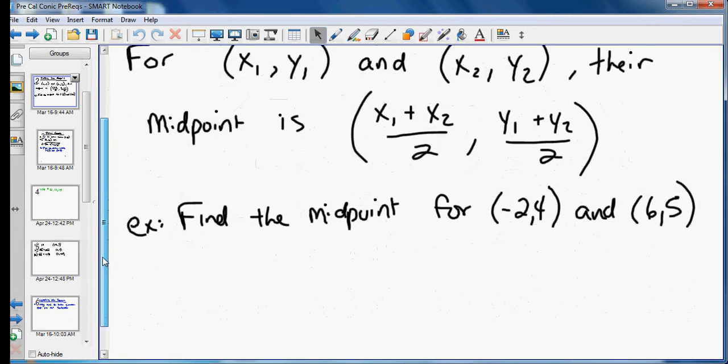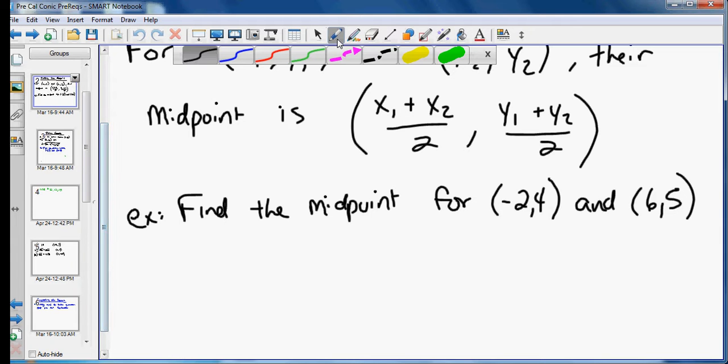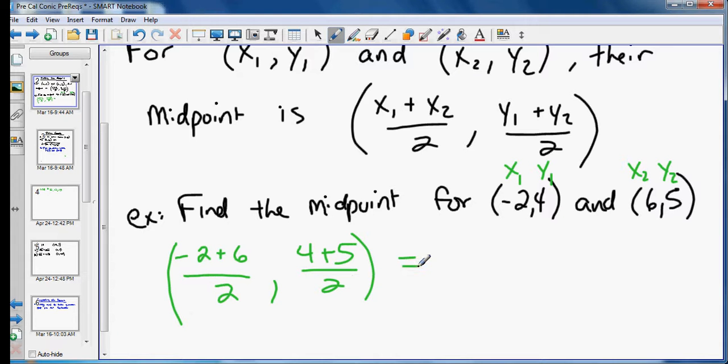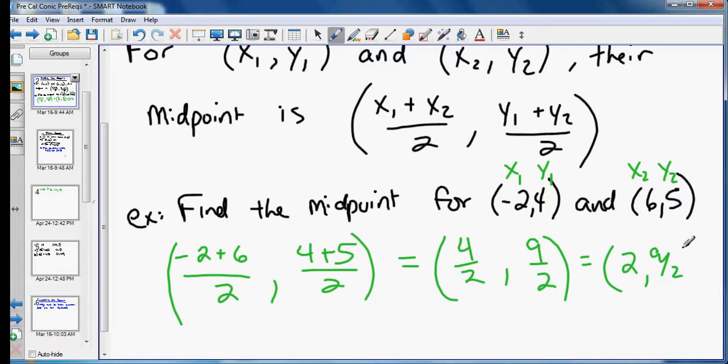So just one example here. We have x1 and y1, x2 and y2. So I'll add the two x's together and divide by 2. Add the two y's together and divide by 2. Negative 2 plus 6 is 4 over 2. 4 plus 5 is 9 over 2. So you could write your answer as either 2 and 9 halves, or if you prefer the decimal, you could do 2 and 4.5.